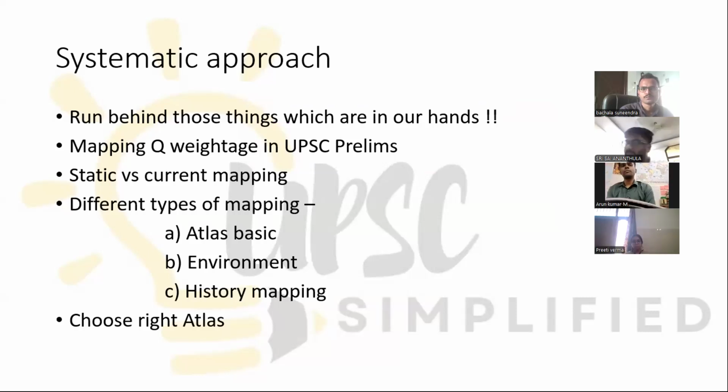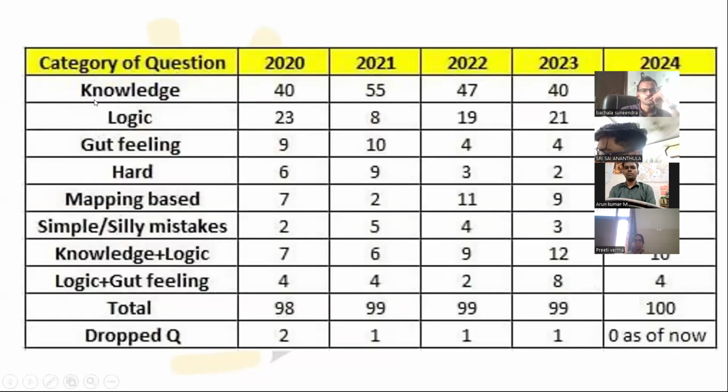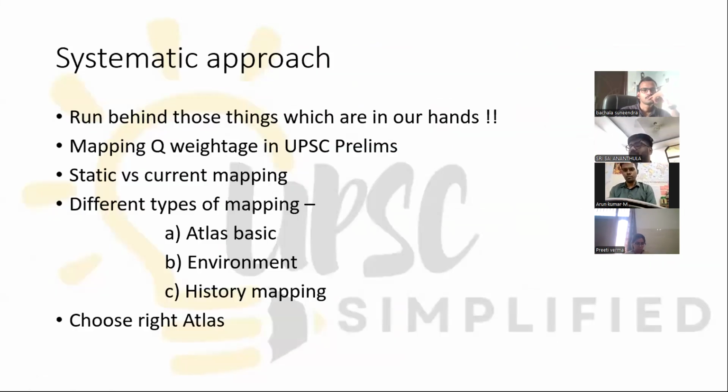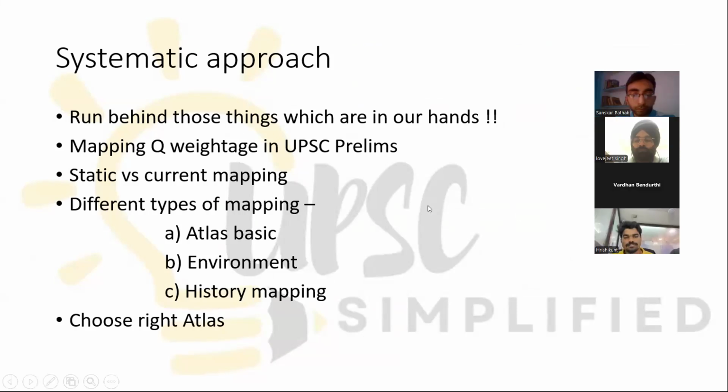What happens now in prelims is that most of the time we run behind those things which are not in our hands, right? We have seen this distribution on the Telegram channel: the number of questions asked in the knowledge category, the logic category, and the mapping based category. Mapping is such an area which is in our hands if we do it nicely. So we should run behind those things which are in our hands, because they will give us 2, 3, 4, 5, 6 questions right in UPSC prelims. So the mapping questions weightage in prelims is very high.